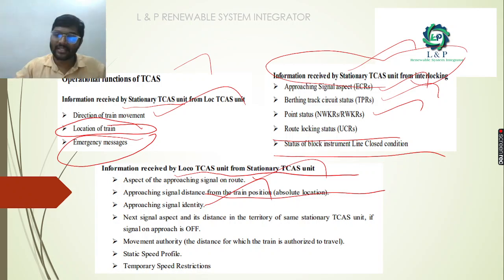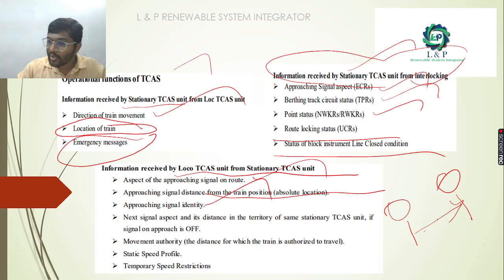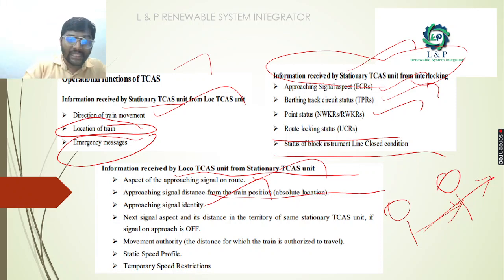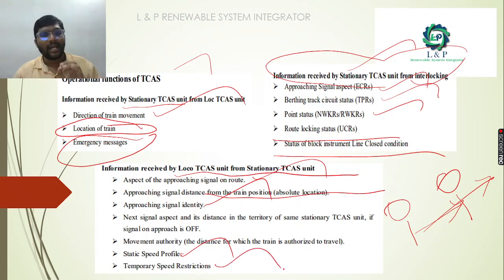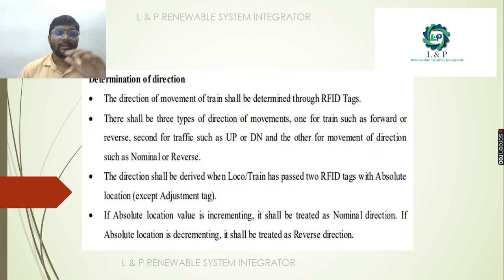If the train is authorized to travel from this station to this station, then immediately after reaching this station it must stop. If it is crossing through it, it means it is crossing the movement authority limit. Then we need to raise a signal to the concerned authority personnel. And most importantly, the static speed profile is also very much important, and temporary speed restrictions also we can create with the help of this train collision avoidance system.